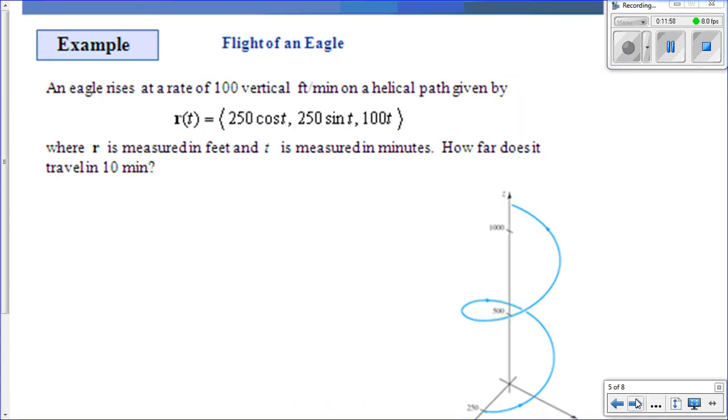Now let's say that an eagle rises at a rate of 100 vertical feet per second on a helical path given by this function. R of t is 250 cosine t, 250 sine t, 100 t. So we've got a helix described by this function. Now r is measured in feet and t is measured in minutes. We want to know how far it travels in 10 minutes, which means we want to find the arc length of the trajectory.